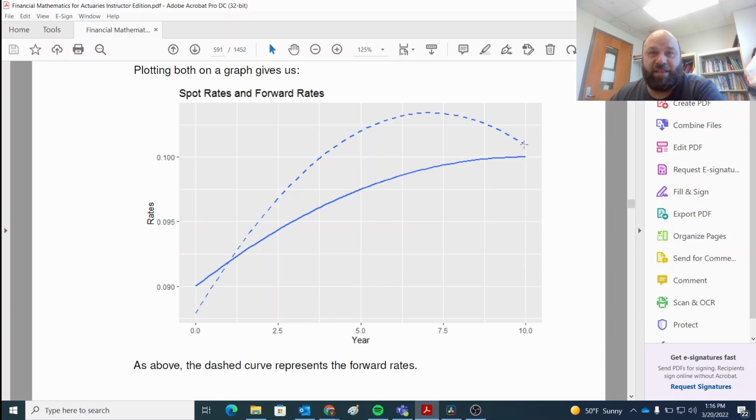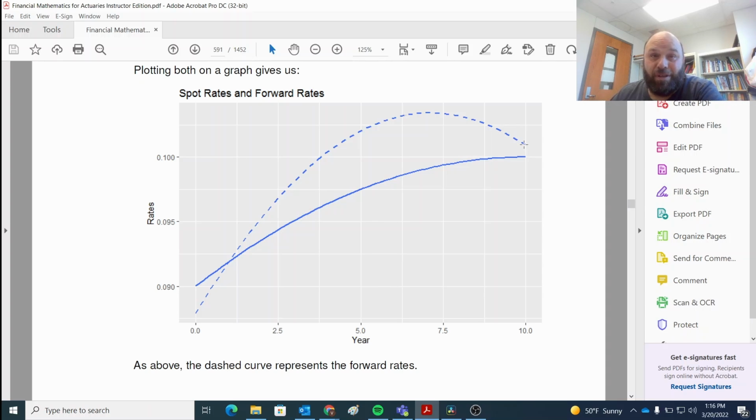I'm not sure if there's anything that can be generalized from this. That's something worth thinking about. For example, if your yield curve is always a polynomial function of time, will the forward rates also be a polynomial function and of the same degree? That's one question. Another question raised by these graphs for me: are the forward rates always larger than the spot rates?